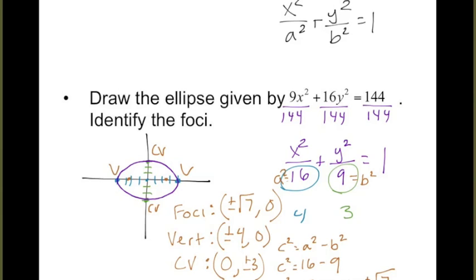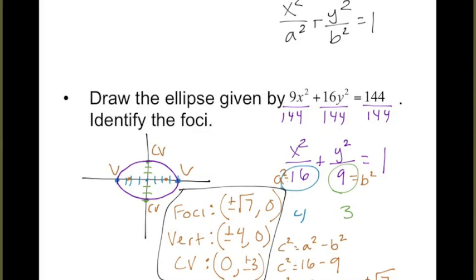So if the vertices are in the x spot, the foci should be in the x spot. If the vertices were in the y spot, then the foci should be in the y spot. Your vertices and your foci should always match. Okay, so pay attention to your directions. Some questions on the assignment will just ask you to identify these 3 things. Okay? You don't actually have to graph it to do that.